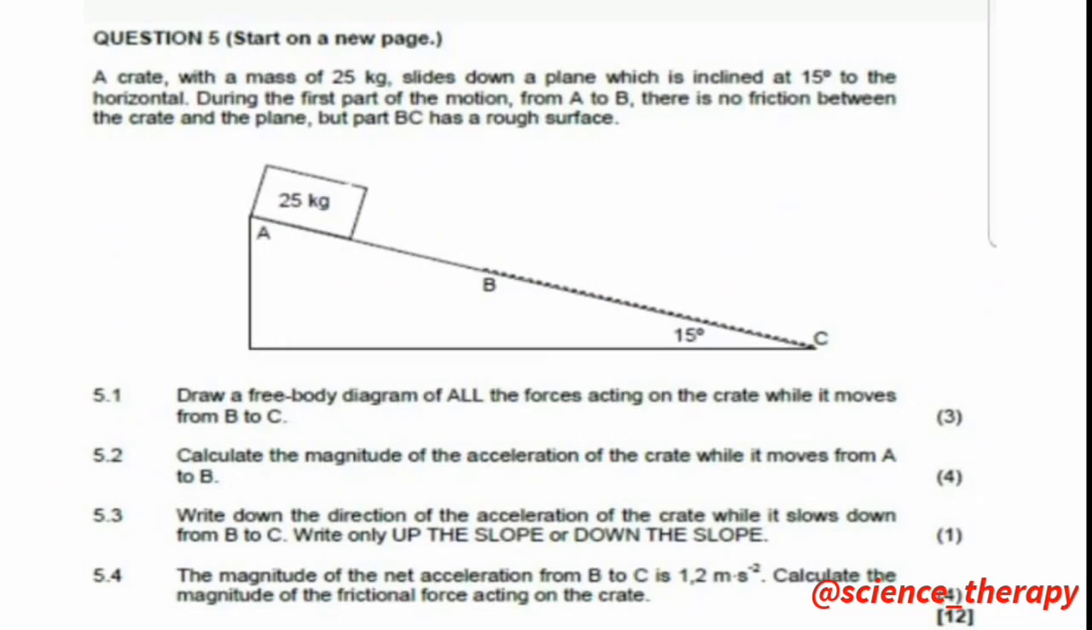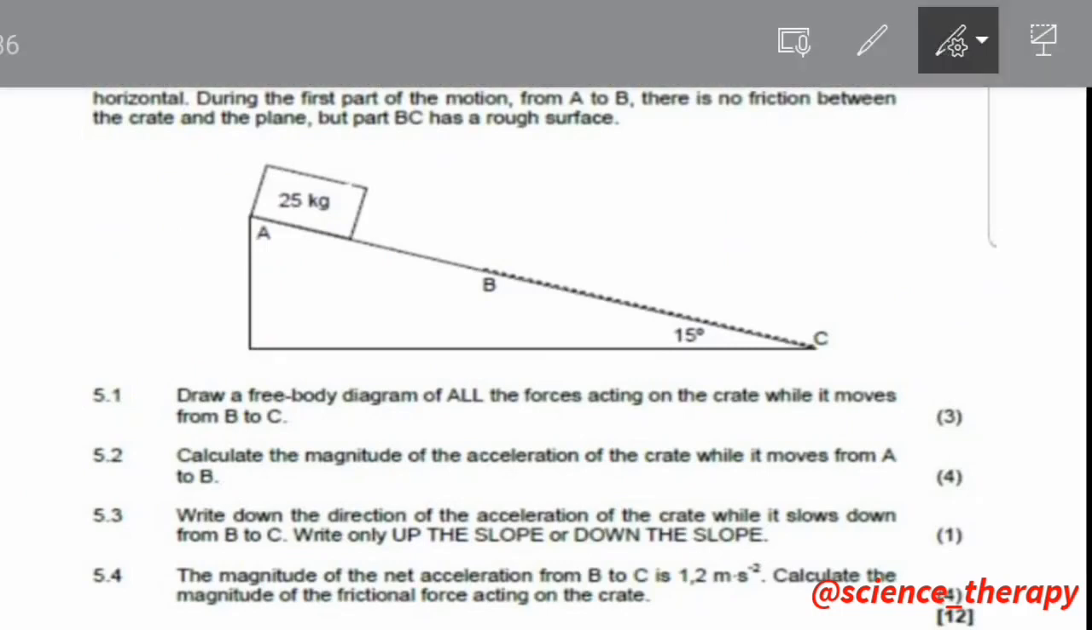Now 5.3 says write down the direction of the acceleration of the crate while it slows down. So we want to highlight that slows down, right? From B to C. Write only up the slope or down the slope. So we know when they say an object is slowing down, this is what we call deceleration or negative acceleration. So we know that the crate is moving down the slope, but because we are experiencing a slowing down, a deceleration, that means now our acceleration is in the opposite direction of motion. So the correct answer here has to be up the slope, right?